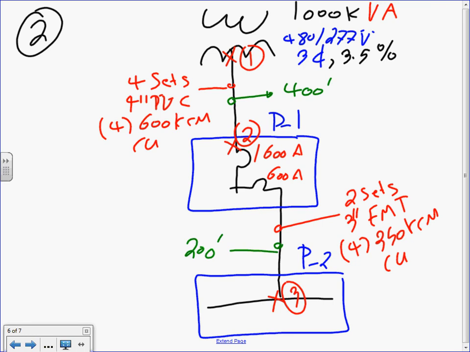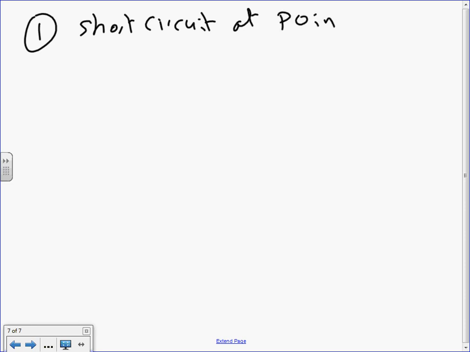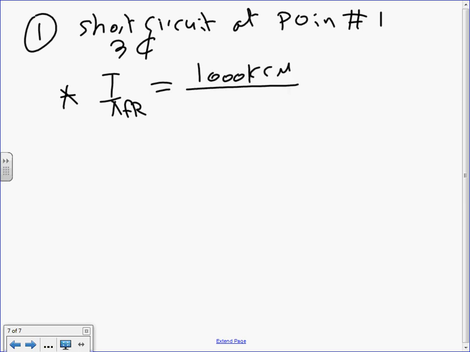Okay, let's go ahead and start. The first thing I need to do is the short circuit at point number 1. When I say short circuit, I always mean 3-phase short circuit. This is a piece of cake. You guys remember, first you find I XFR, the full load current for the transformer. I have 1000 kVA. Divide this by 1.73 times the voltage, which is 480 volts.